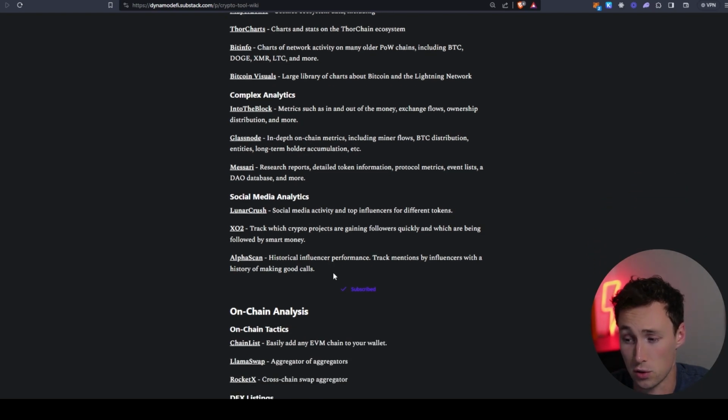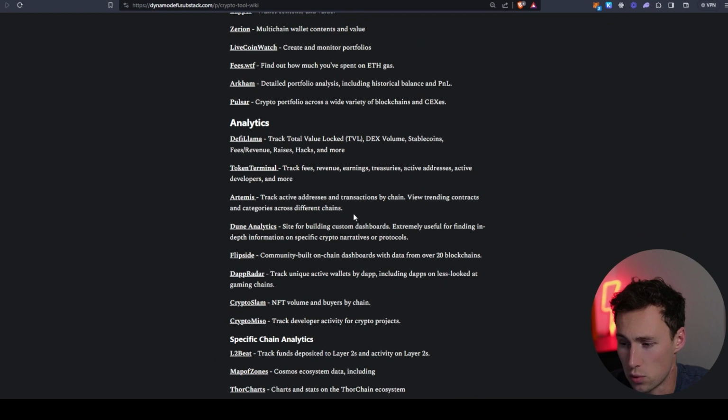And then I have a section for social media analytics. And so this is interesting, right? You can argue over how much influencers actually drive the market. I think there's pretty strong evidence that they do drive the crypto market. And so these will help you track which cryptos are having a surge in social media activity.